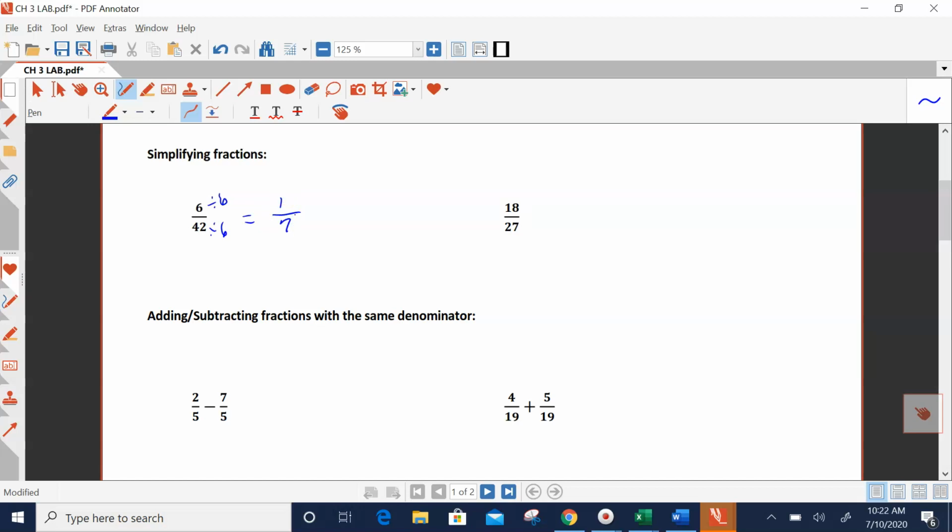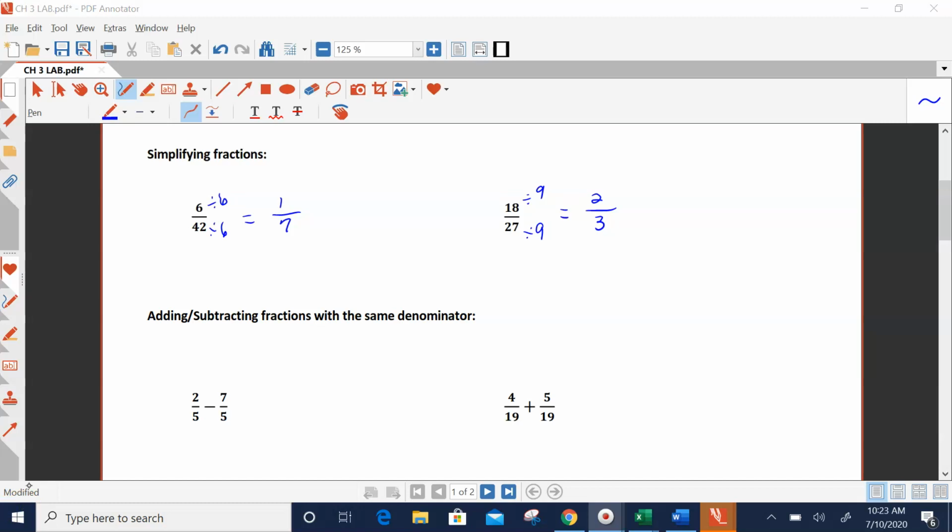Do the same thing with 18 over 27. What do you see that they have in common? Well, I know that they're both multiples of 9, so I would try dividing those by 9 first. So 18 divided by 9 would give me, what, 2? And 27 divided by 9 would be 3. So the simplified version of 18 over 27 would be 2/3. Okay, let's check out another one.